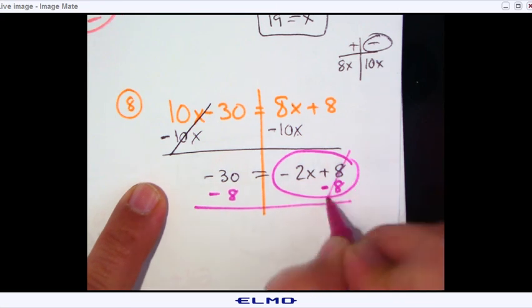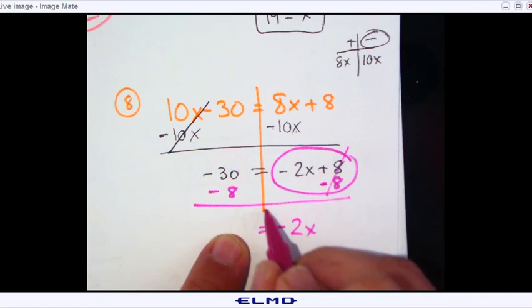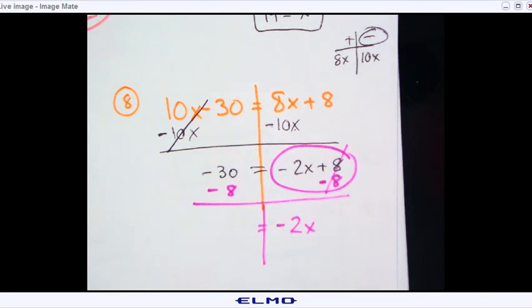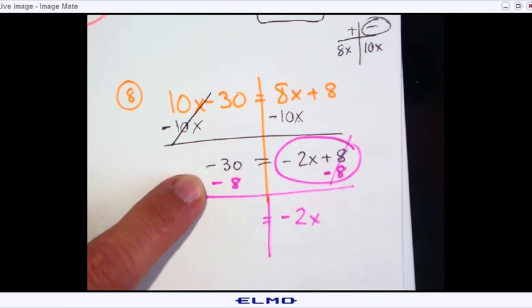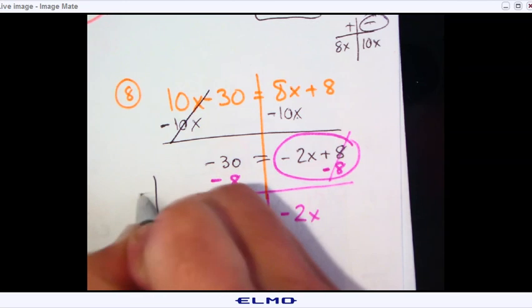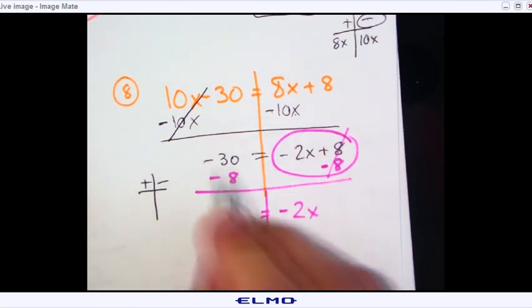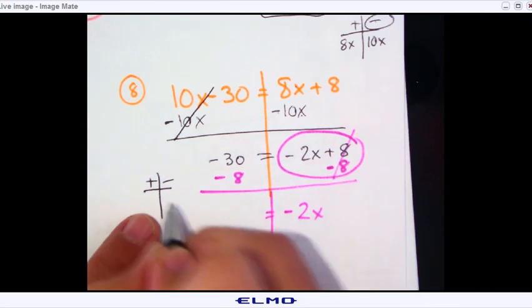Okay, so that's a 0. The negative 2x comes down. And then what? Now, don't do negative and negative as a positive. This is not multiplication. This is combining like terms. So I'm going to do another t-chart. Remember, this is not multiplication. That's a negative 30 plus another negative 8. So negative 30 and a negative 8.